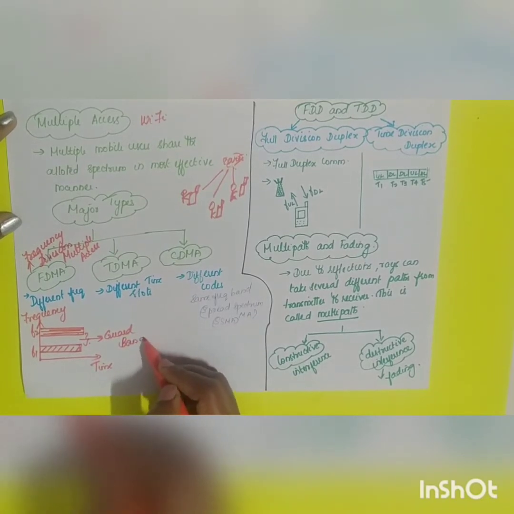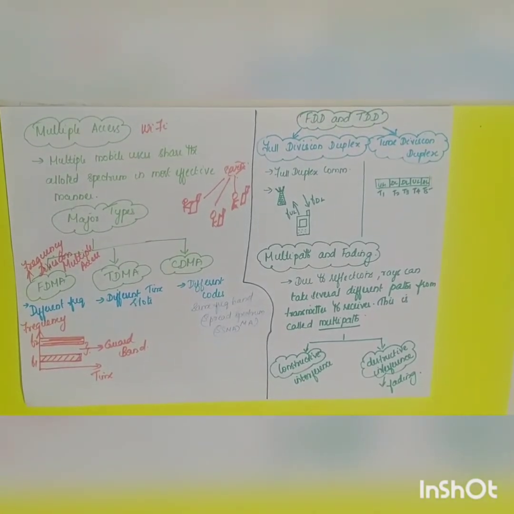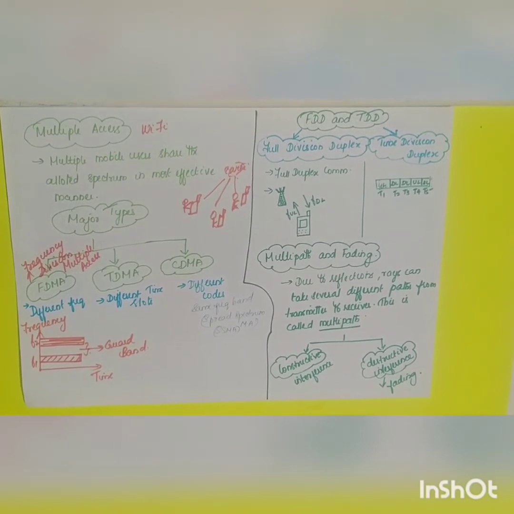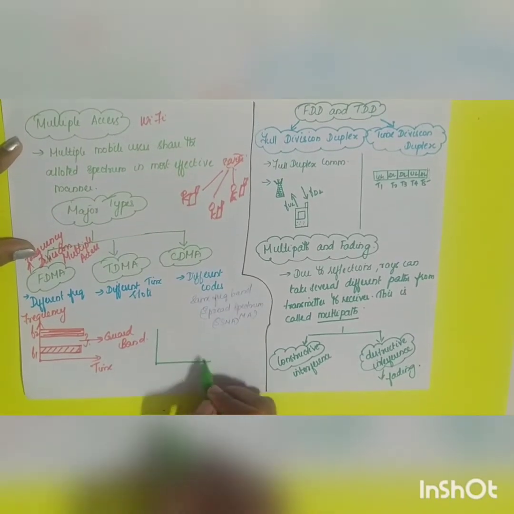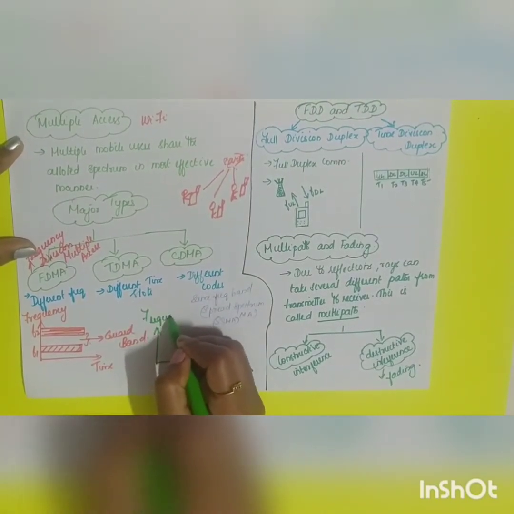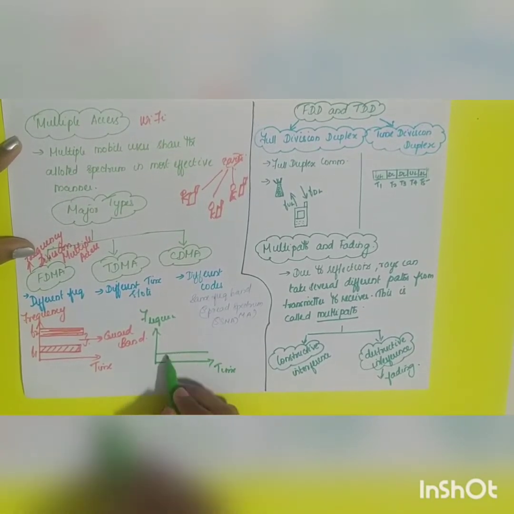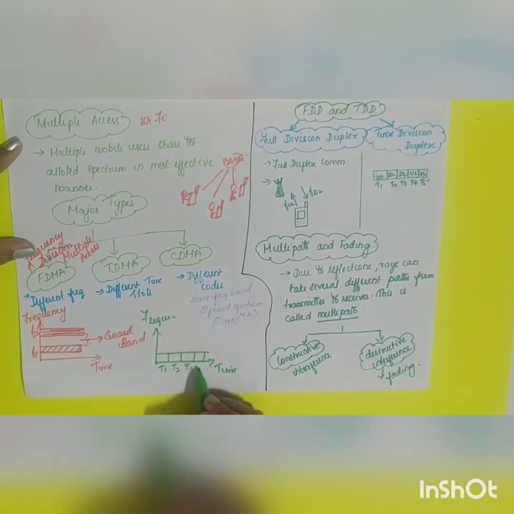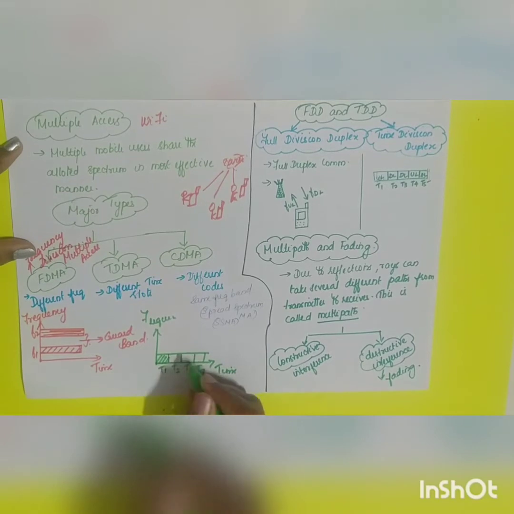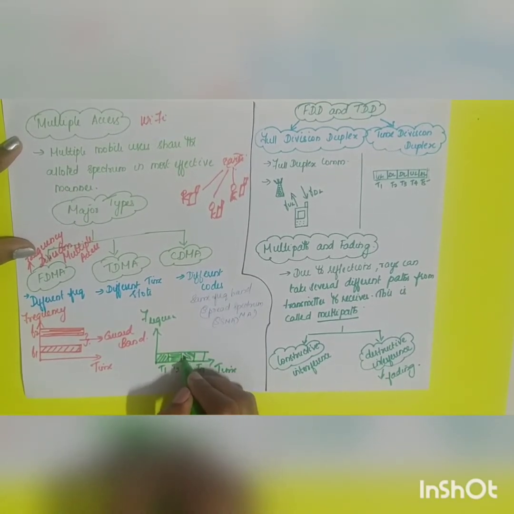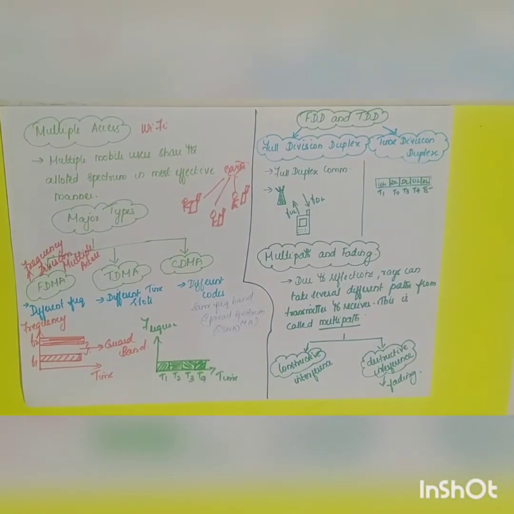Whereas in the case of TDMA, what will be the technology? In the case of TDMA, your multiple users will share the spectrum in different time slots. So if I take this as your frequency and time, now different users will be given different time slots. Say for example T1, T2, T3, T4. So user 1 will be given T1, T2, T3. So each user will be given different time slots. That is called as TDMA.